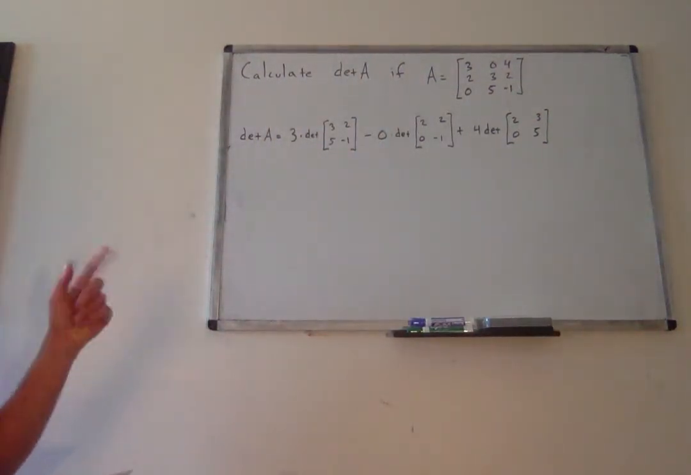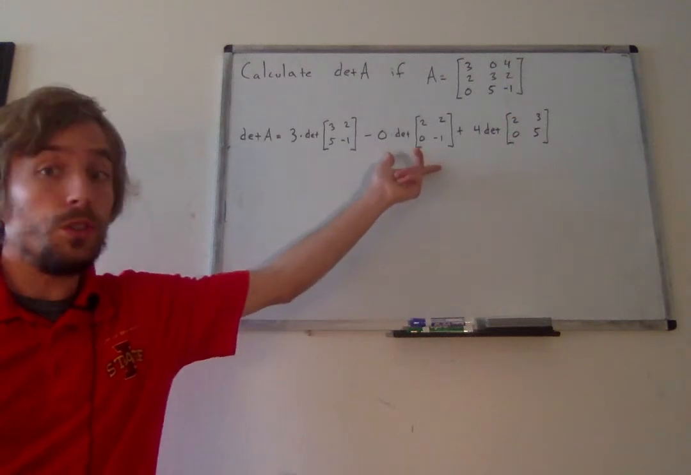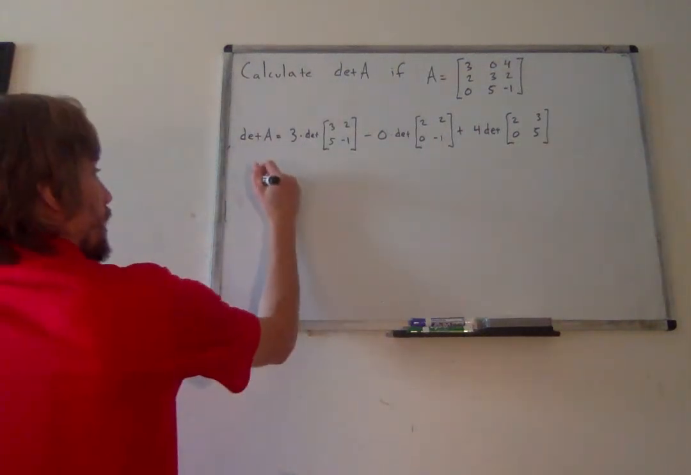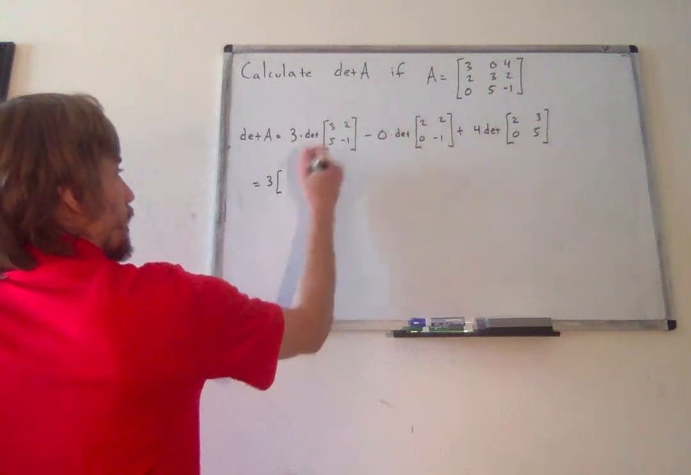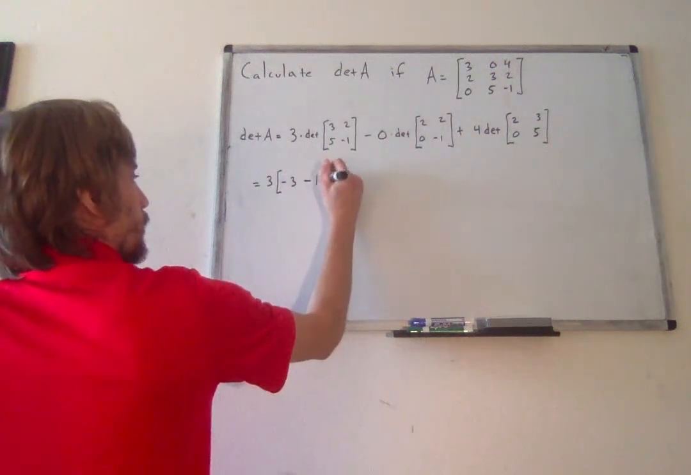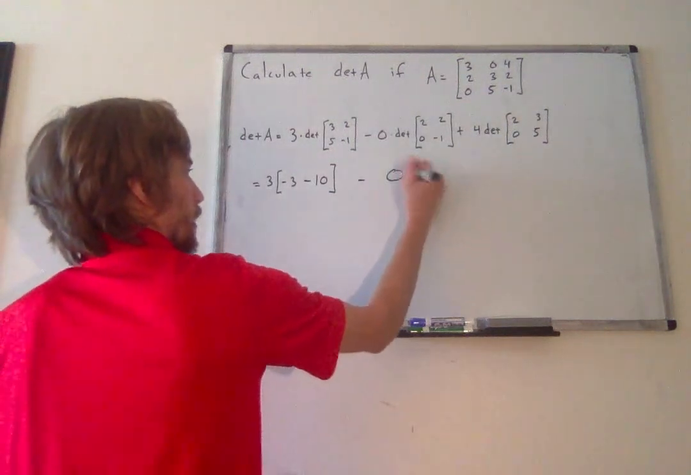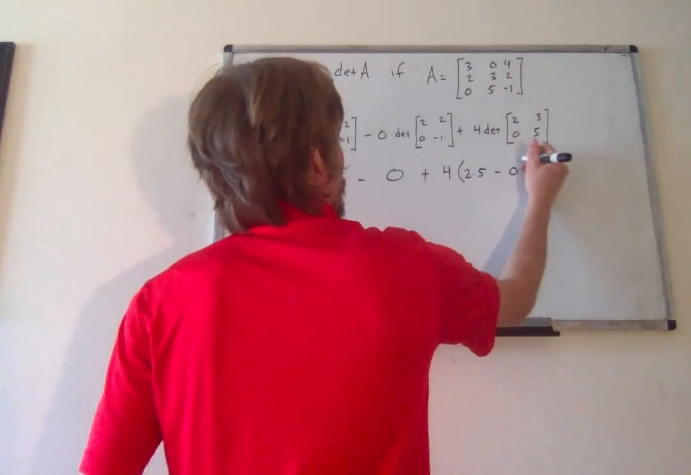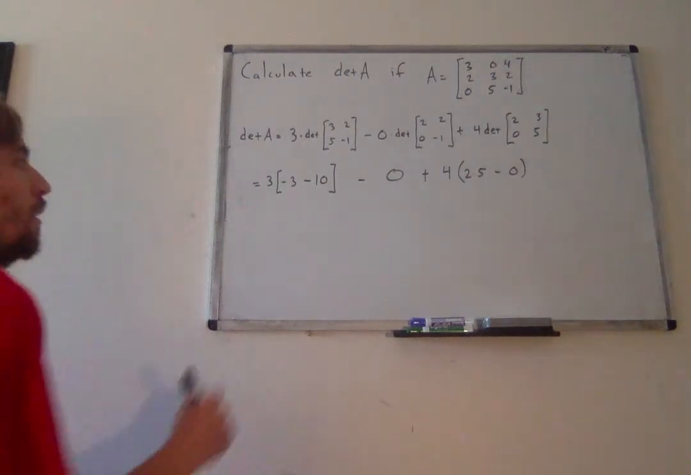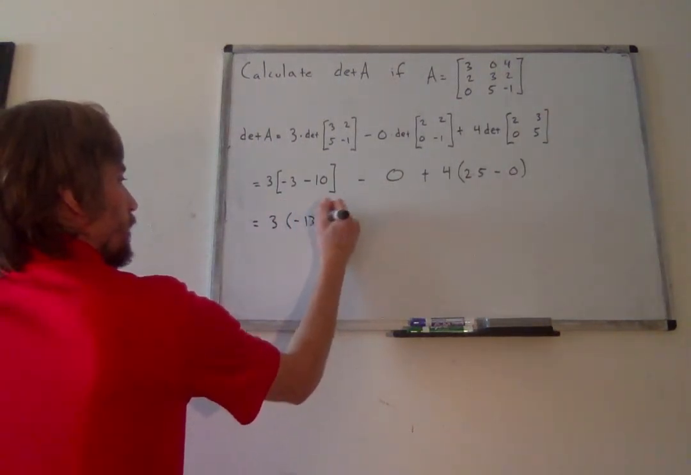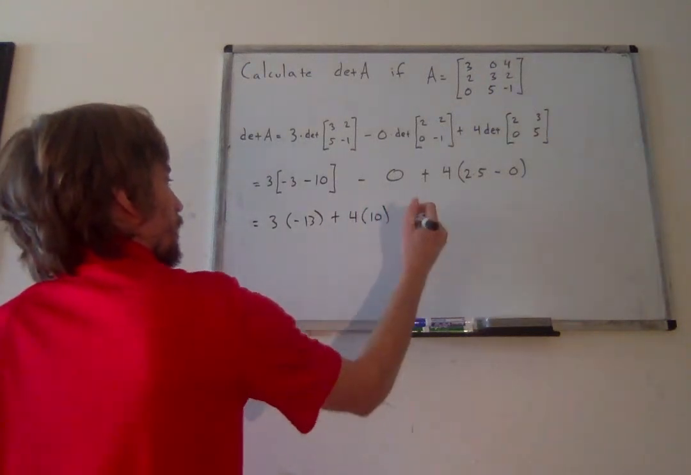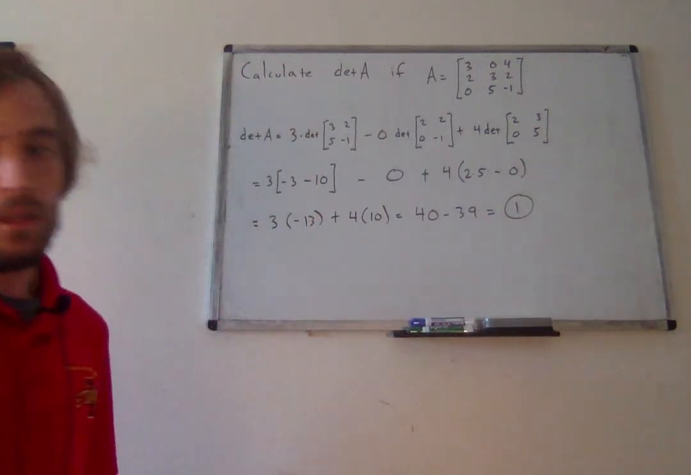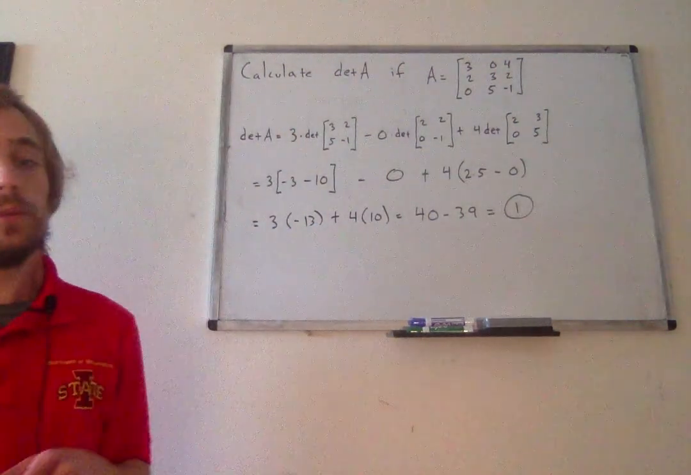And so what's so nice about this? Well, for one, I get a 0 term here, so this whole term is just going to immediately cancel out. And I know how to calculate the determinant of a 2 by 2 matrix. So this is equal to 3 times negative 1 minus 2 times 5, minus 0, plus 4 times 2 times 5 minus 0. So this is equal to 3 times negative 13 plus 4 times 10, which is equal to 40 minus 39, which is equal to 1. And so that's the determinant of a 3 by 3 matrix.